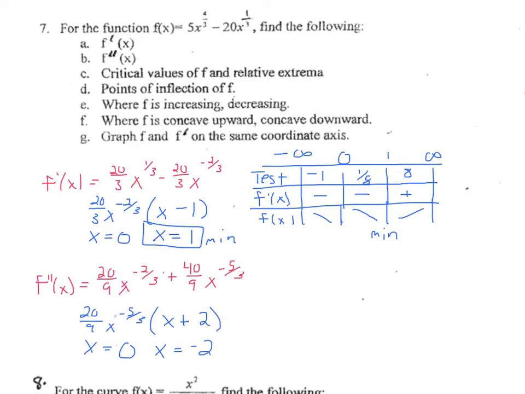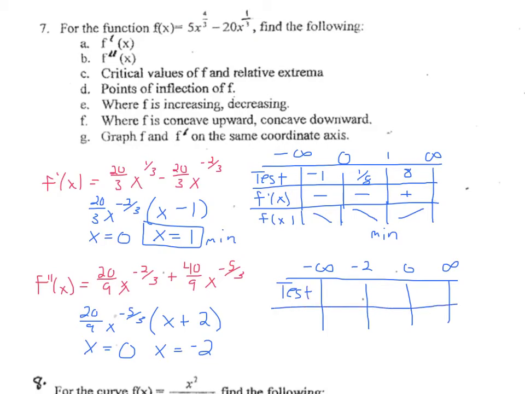Then I will do the second derivative test to check the concavity. So negative infinity to -2, then -2 to 0, then 0 to infinity. And I will plug in, I have to cube root again, so plug in a -8 and a -1 and a +8.